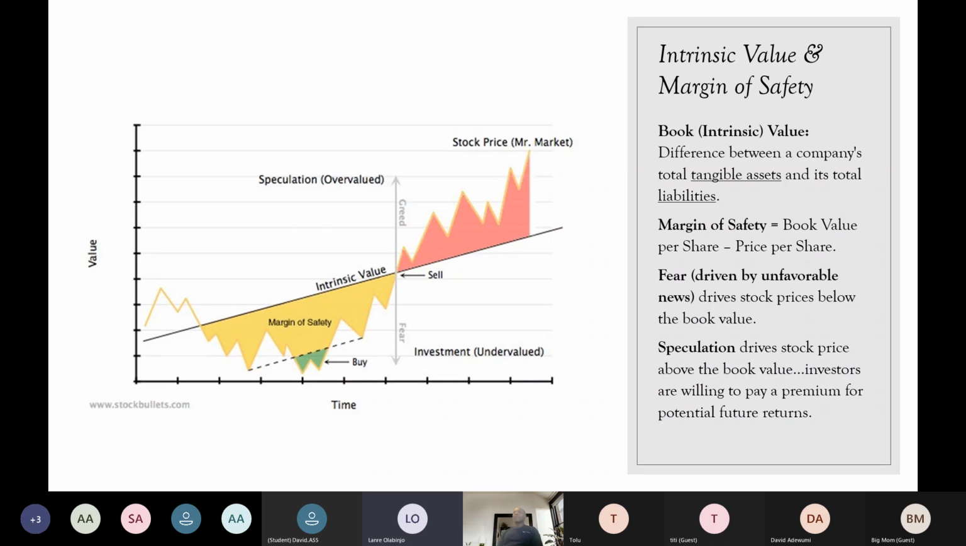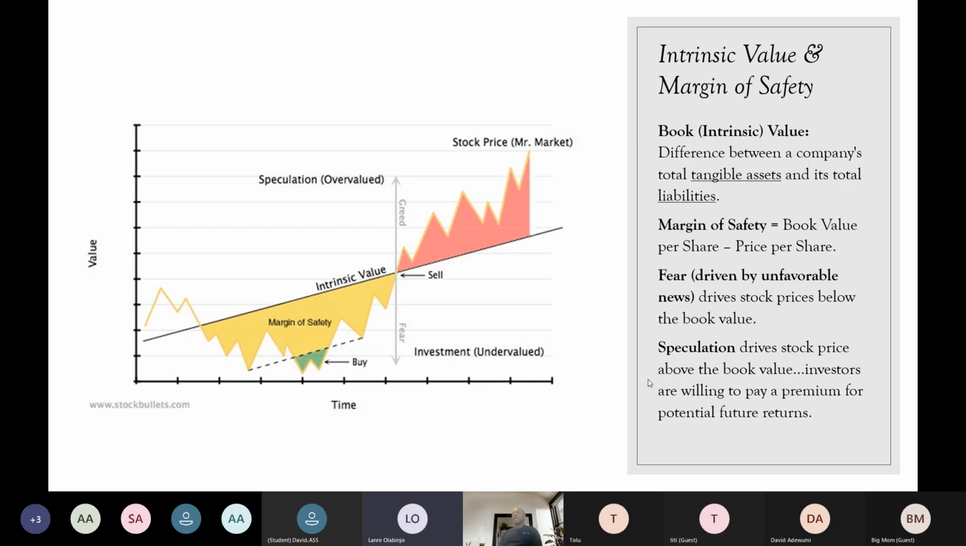So a key principle that I'll be bringing out of that book, Intelligent Investing, is the principle of intrinsic value and the associated margin of safety. I'm going to use this chart on the left frame of my screen to explain both the intrinsic value and the margin of safety of any stock.